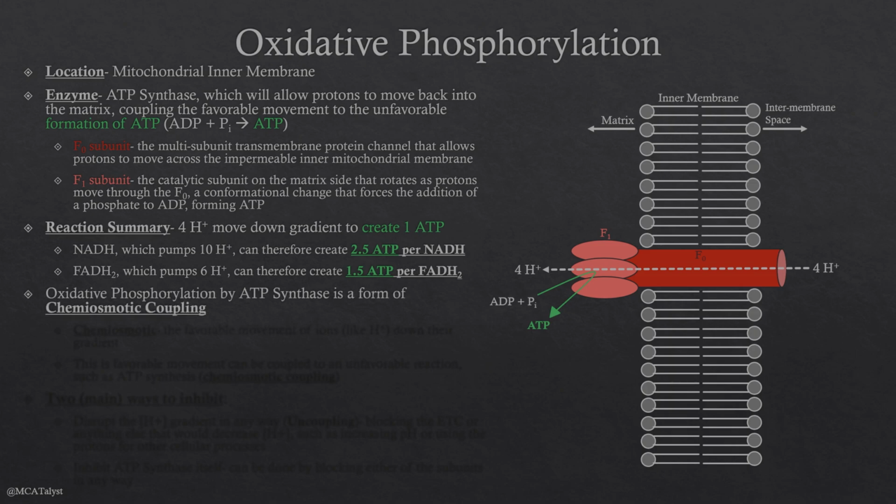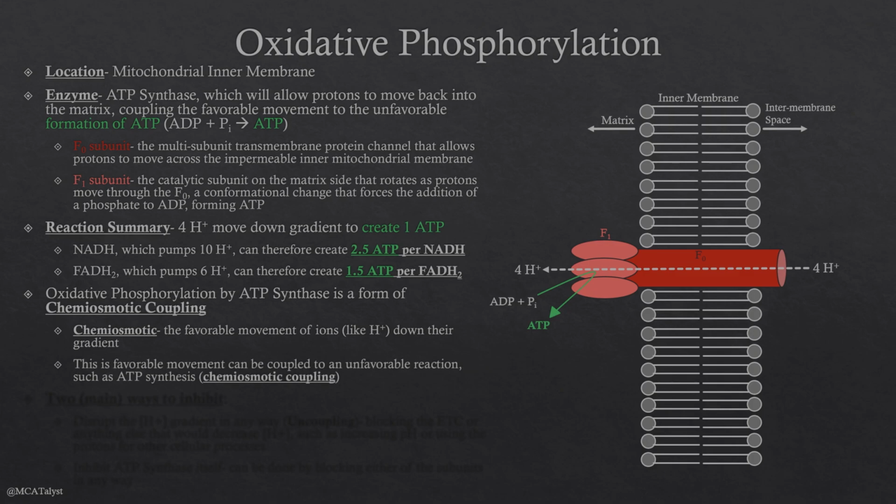Just some other information about oxidative phosphorylation. It is a form of what's called chemiosmotic coupling. This word chemiosmotic is basically just a term that's describing the favorable movement of ions down their concentration gradient, including protons. This favorable movement is then coupled to an unfavorable reaction, of course, ATP synthesis in the example that we're talking through right now, which is why it's specifically called chemiosmotic coupling. So ATP synthase runs oxidative phosphorylation, which is a type of chemiosmotic coupling. Those 3 things you should always be able to tie with each other.